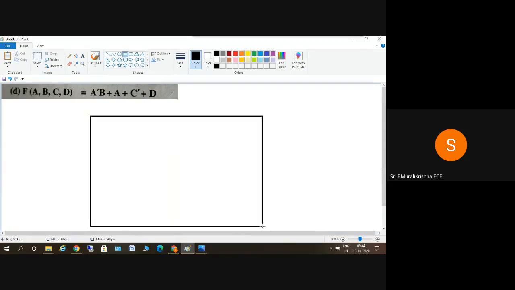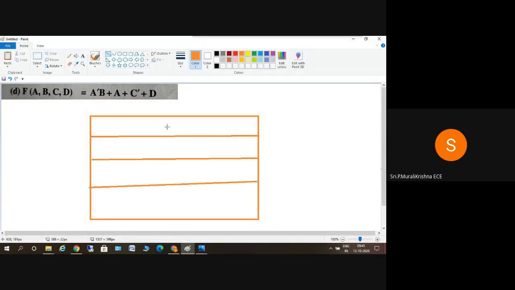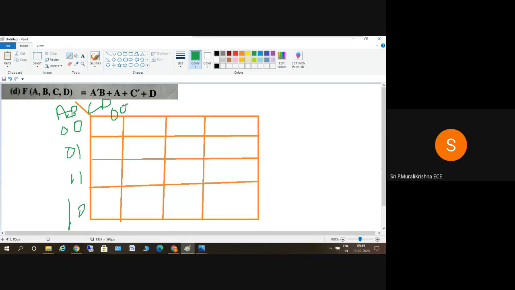So draw the Kmap. This is AB. This is CD. 0 0, 0 1, 1 1, 1 0, and these are the terms here. So what are the terms here?